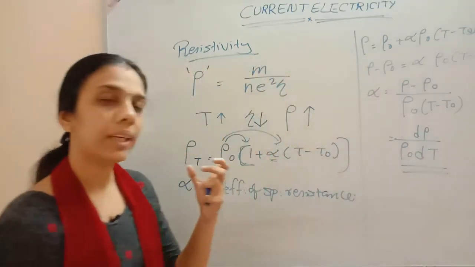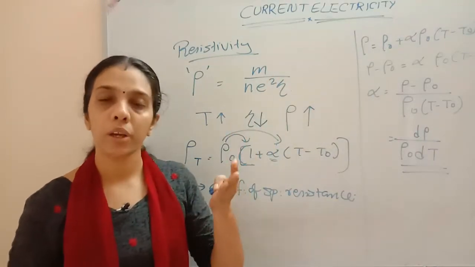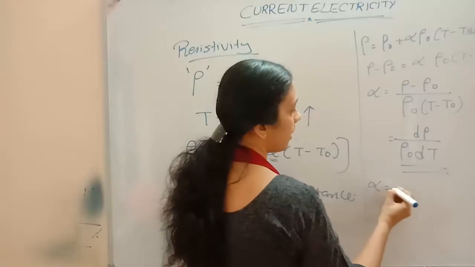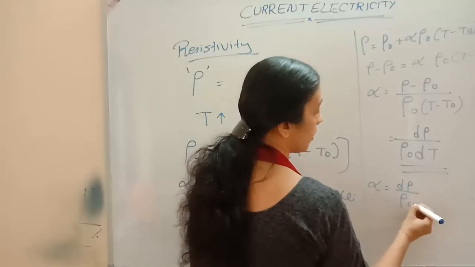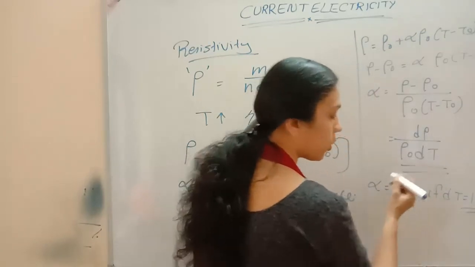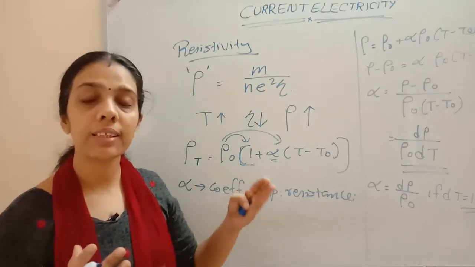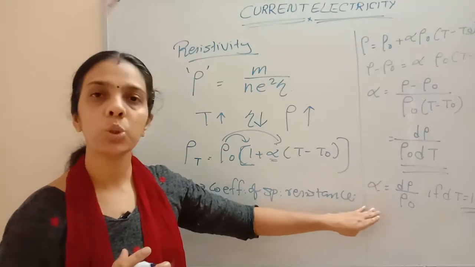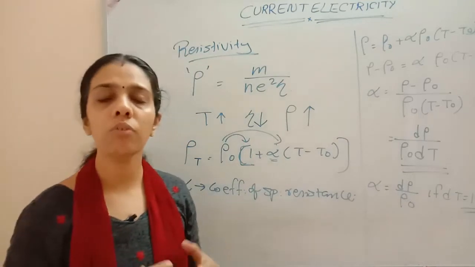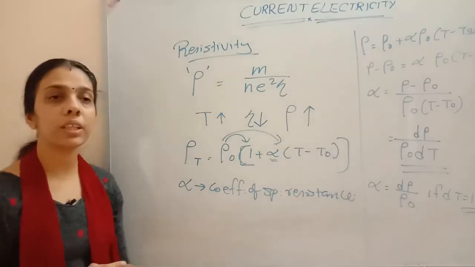So how can we define this coefficient of specific resistance? Alpha equals d rho by rho 0 for dT equals 1 Kelvin. That d rho by rho 0 is the fractional change in resistivity. It will be equal to the coefficient of specific resistance if we give a temperature change of 1 Kelvin. This is how we define the coefficient of specific resistance.